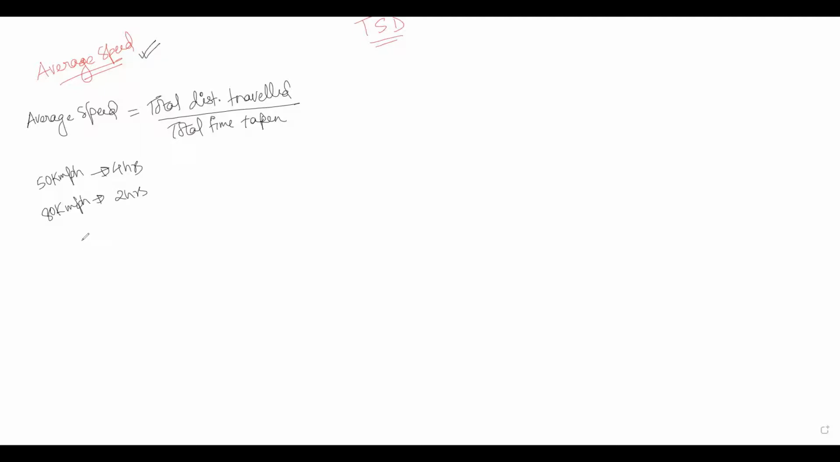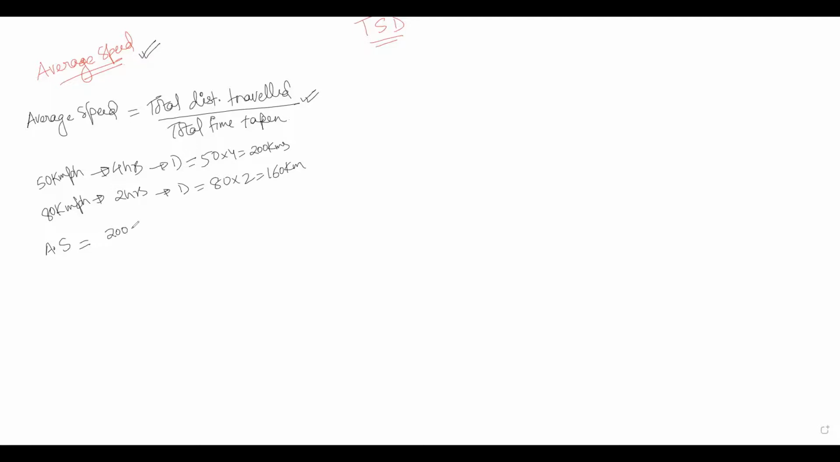So we can find the average speed simply by using this, that is total distance traveled upon total time taken. Now, for the first 4 hours, the total distance traveled by this car would be simply 50 times 4, which would be 200 kilometers. And for the next 2 hours, the total distance traveled by this car would be simply 80 times 2, that is 160 kilometers.